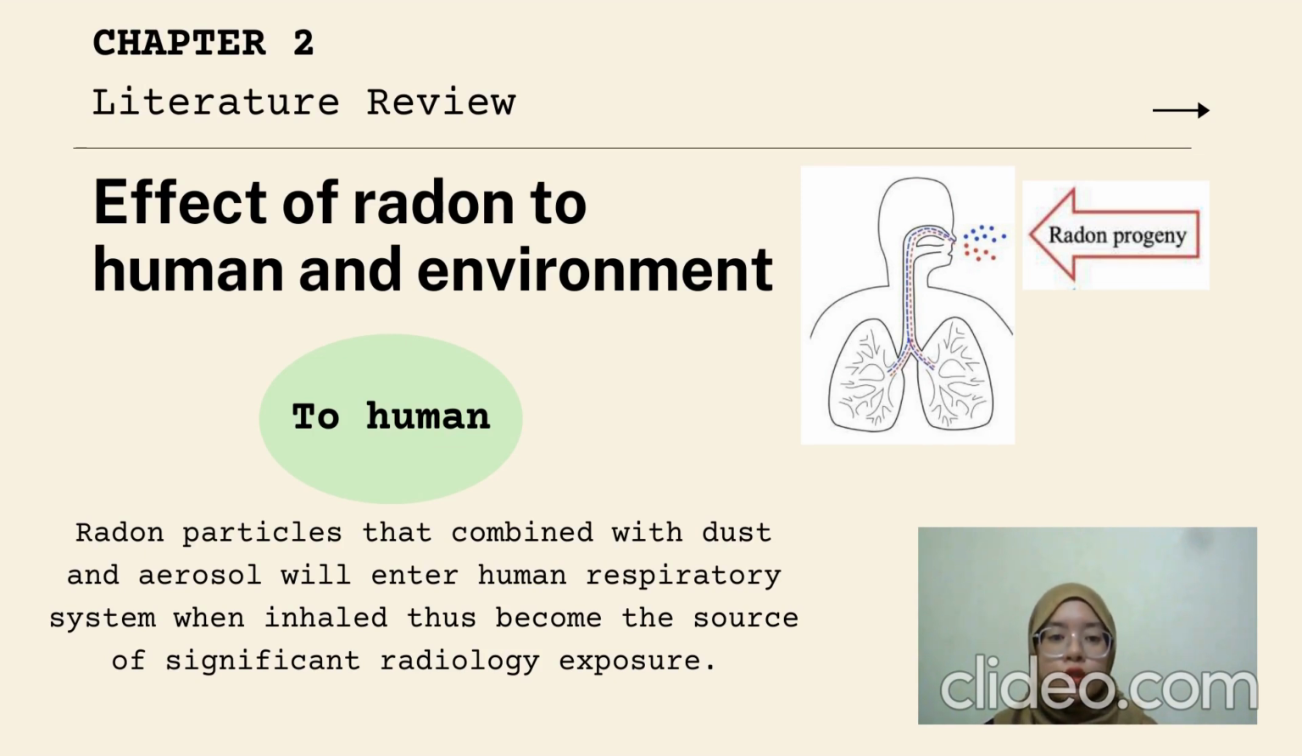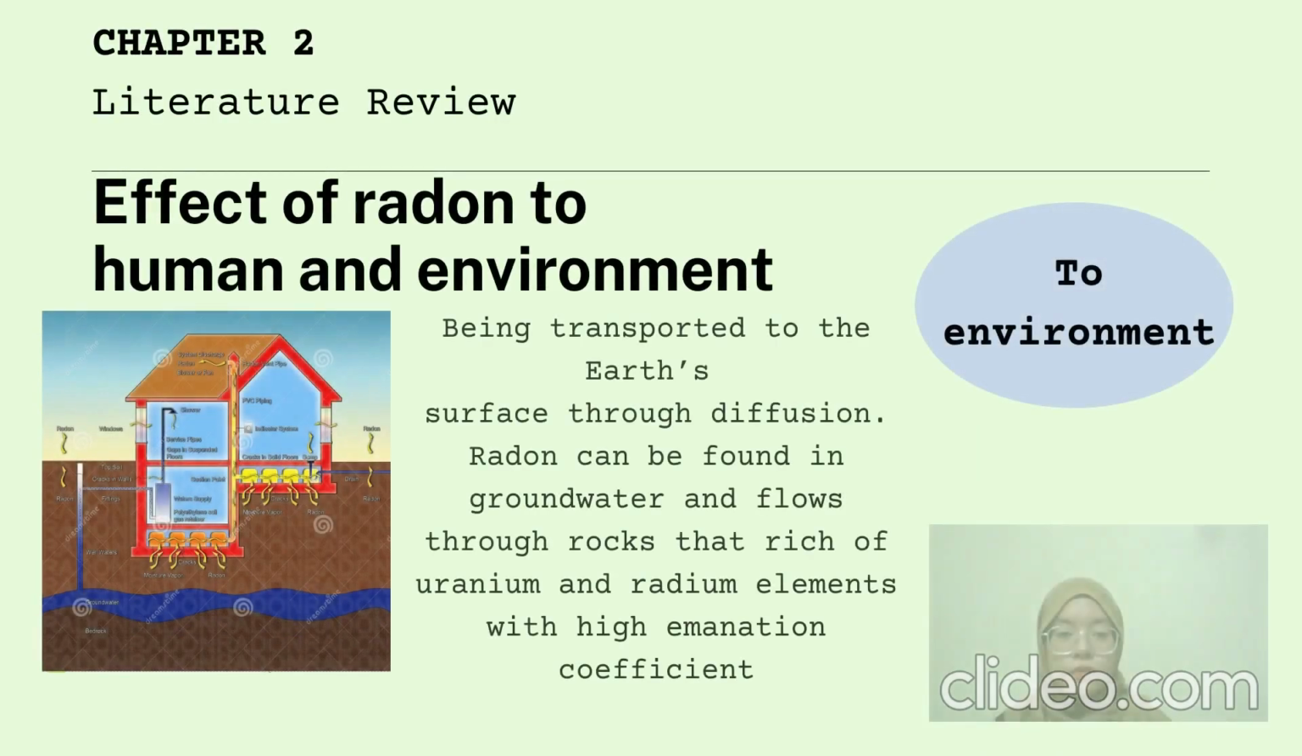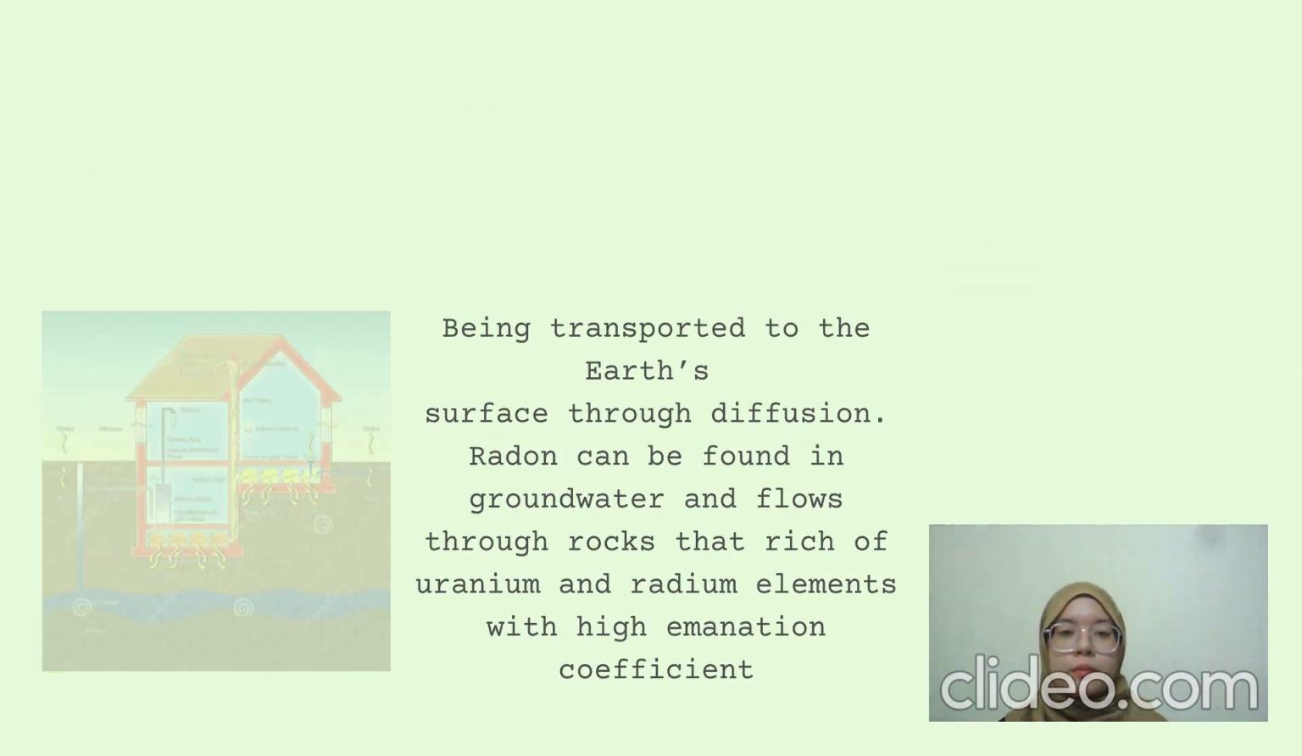significant radiation exposure. To the environment, radon is transported to the Earth's surface through diffusion, and can be found in groundwater and flowing through rocks that are rich in uranium and radium elements with a high emanation coefficient.